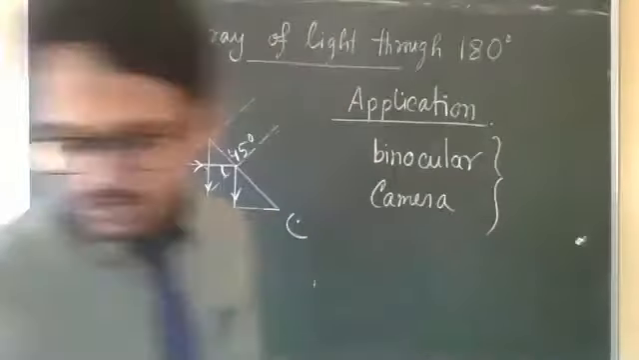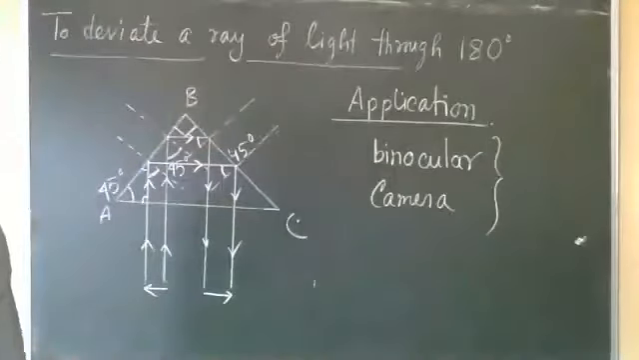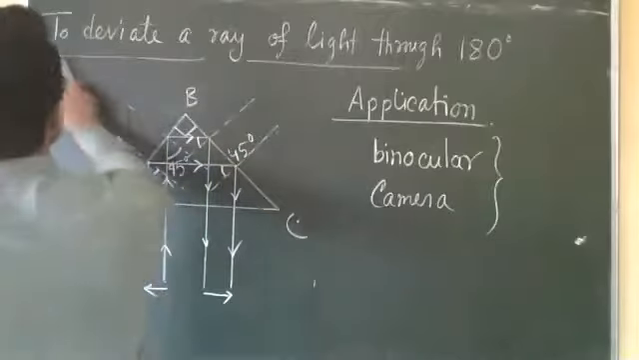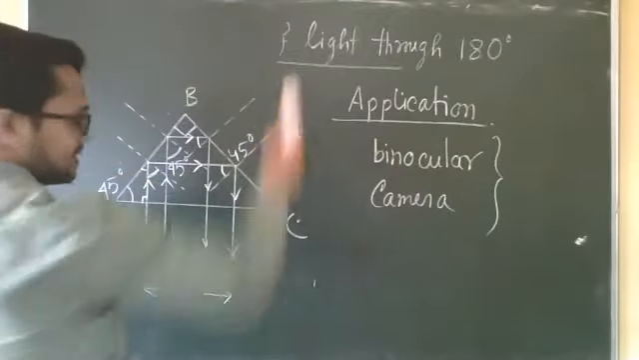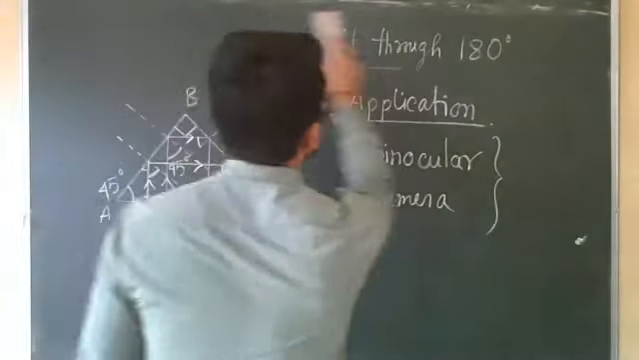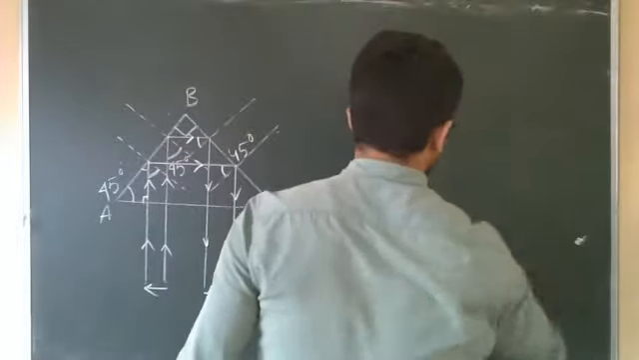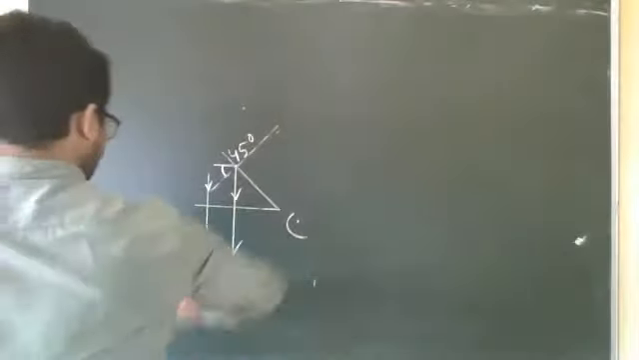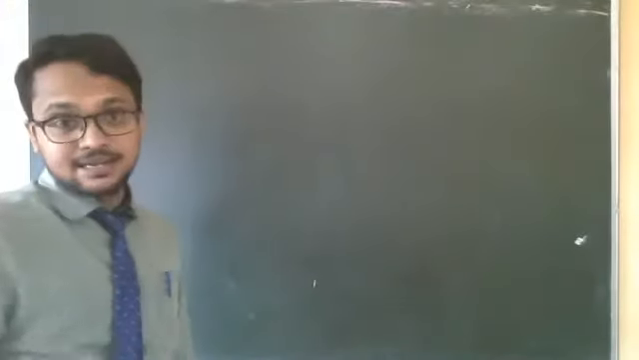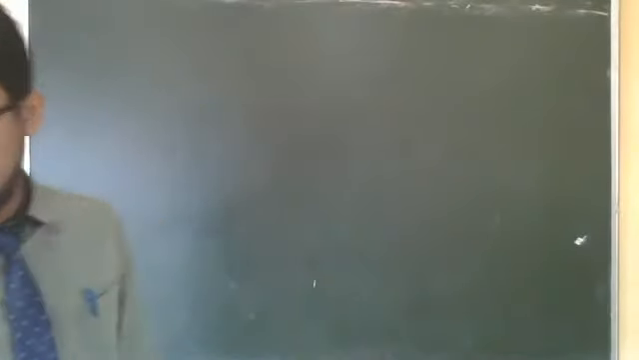Now come to the third one. The third one is to erect the inverted image without deviation. In the first case the deviation is 180 degrees, as written there. In the third case there will be no deviation. Only the inverted image will get erected.